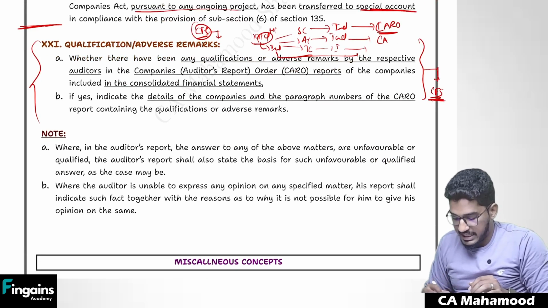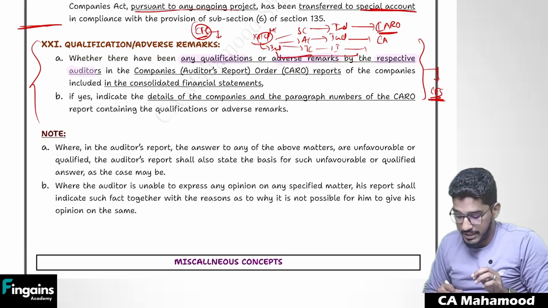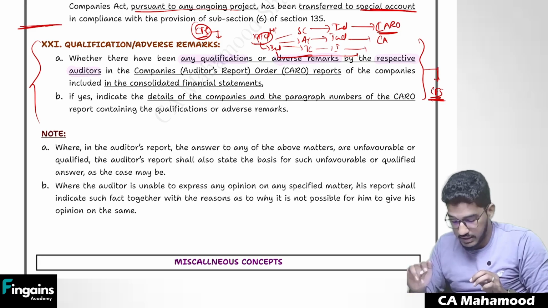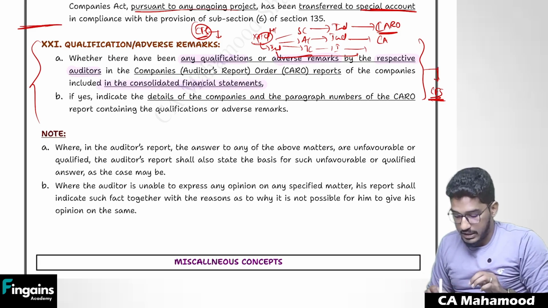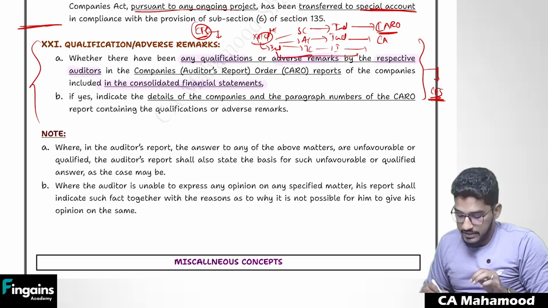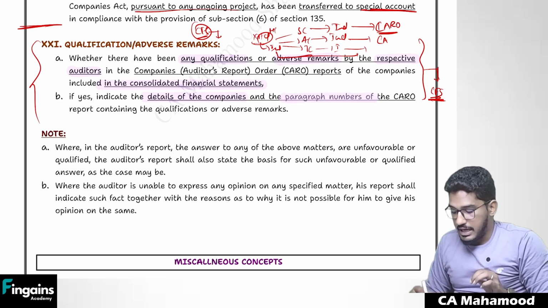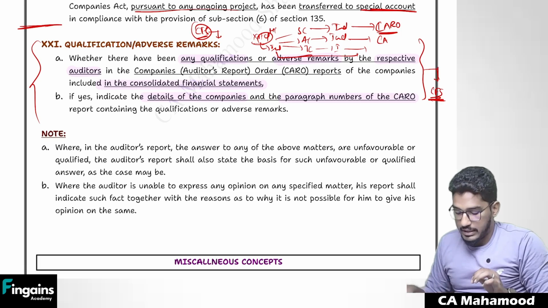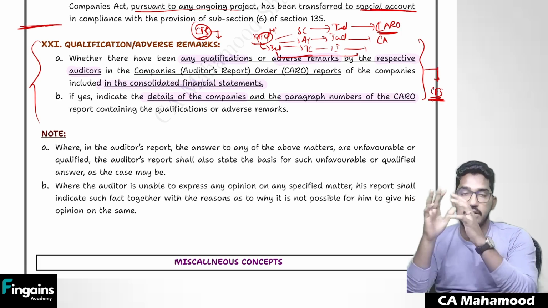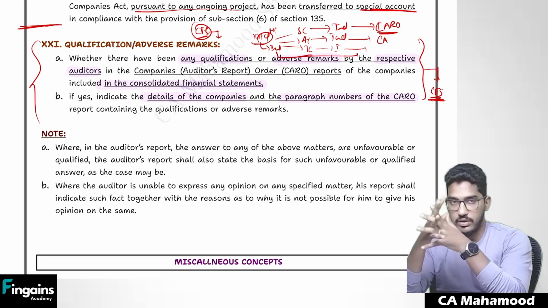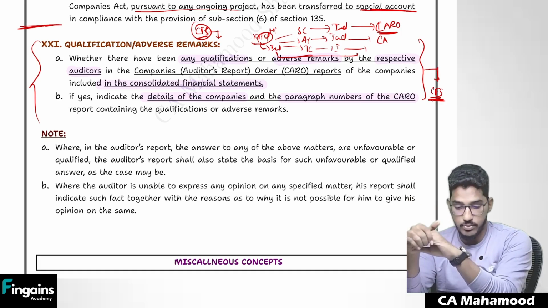If I read it: whether there have been any qualifications or adverse remarks by the respective auditors in the CARO reports of the companies which are included in the consolidated financial statements. If yes, indicate the details of the companies and the paragraph number of the CARO report containing the qualification or adverse remarks. That's all. These are the 21 matters which are required to be reported.